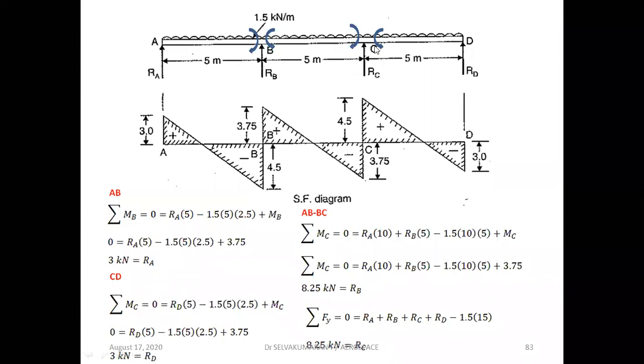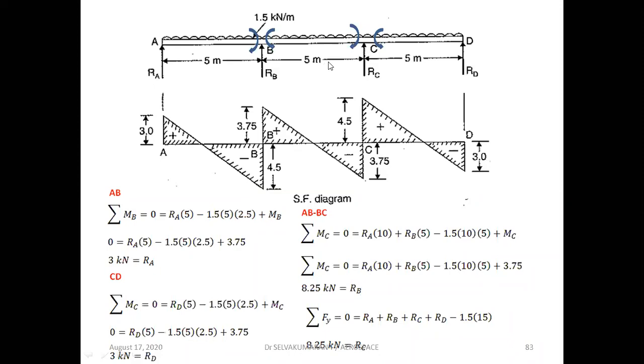For span CD, with respect to C, consider all the loads or couples acting to the right side of the support C. RD into 5 anti-clockwise positive, and clockwise negative 1.5 into 5 into 2.5, and MC again anti-clockwise positive. Substitute here, get the answer for RD. Then for ABBC, two spans, with respect to C I am taking moment, considering all the loads and couples acting to the left side of the support C.